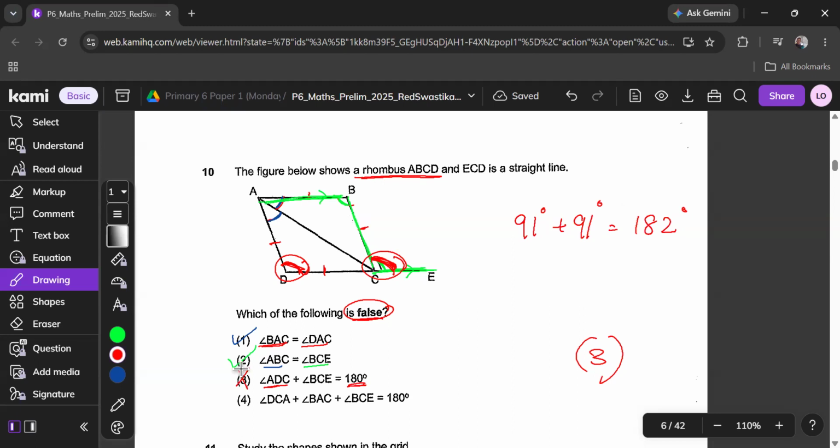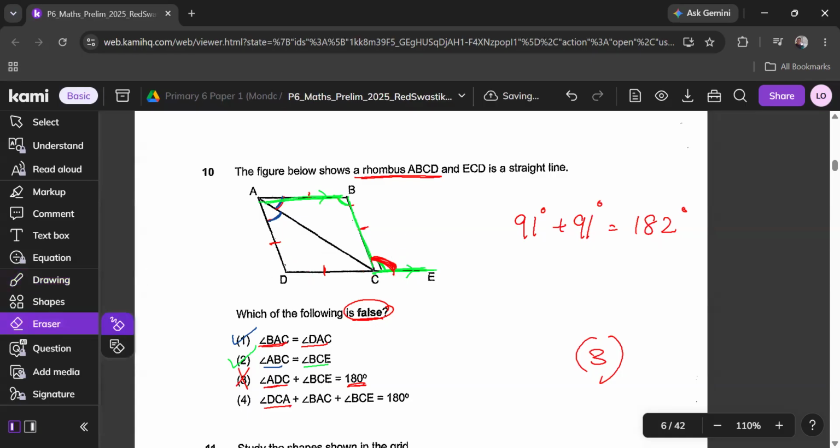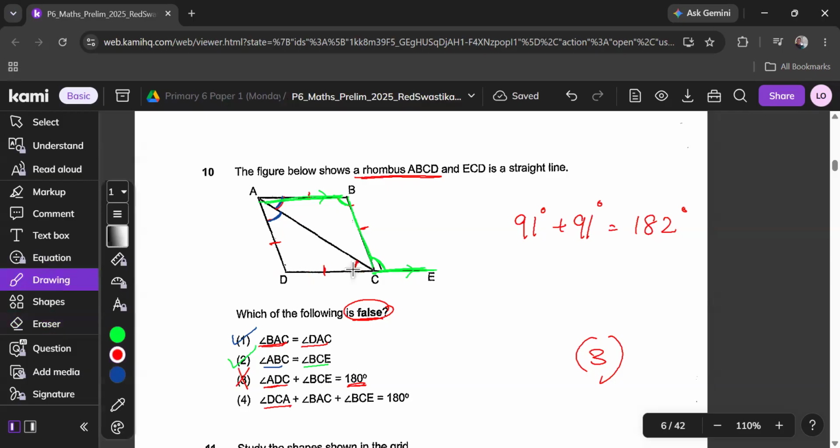Okay? Yeah, and then how about the last one? DCA. So where's your DCA? So let's erase all this. Your DCA is here plus BAC, which is where? Here. Okay, can you see the red color angle? Plus BCE, which is here, is equal to 180.